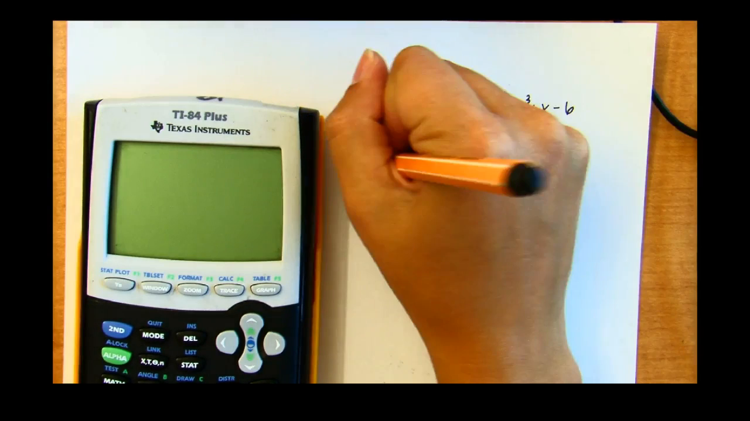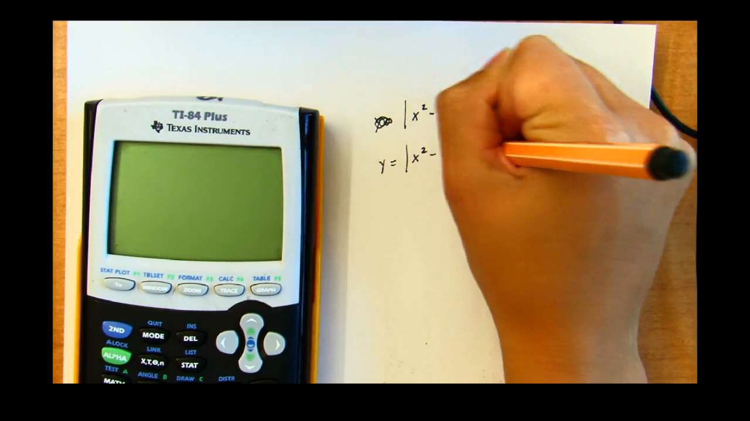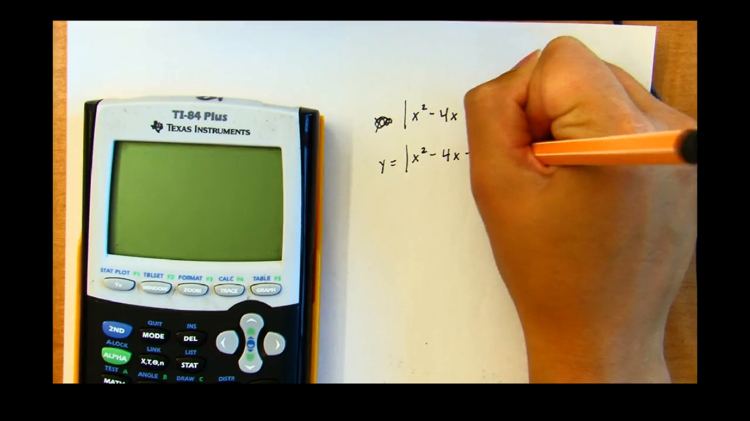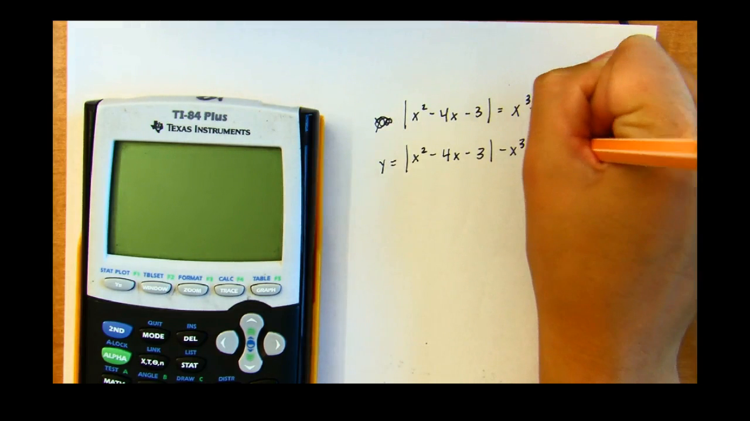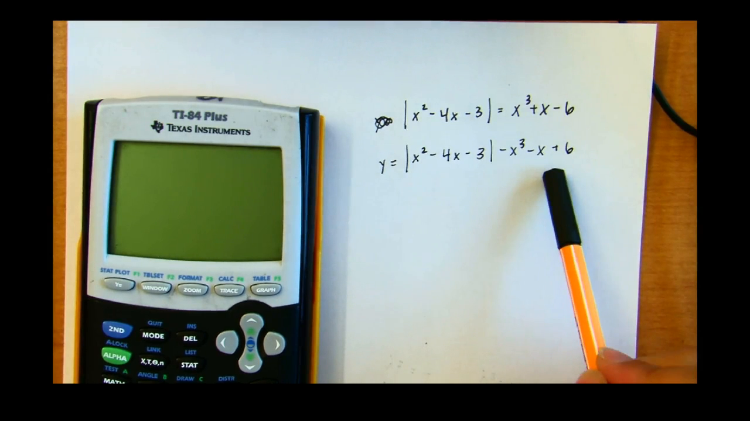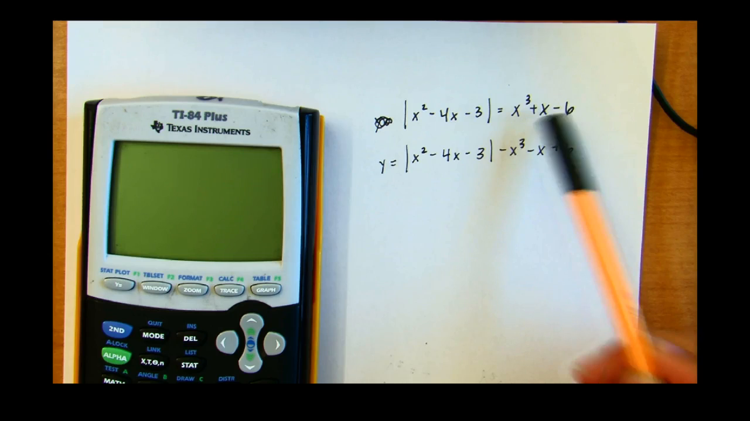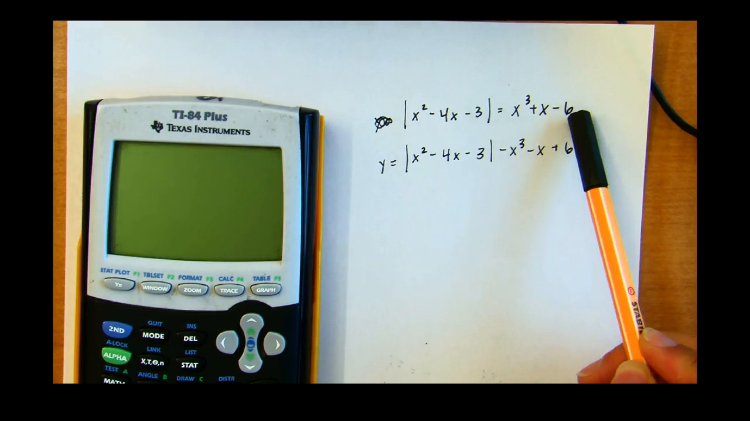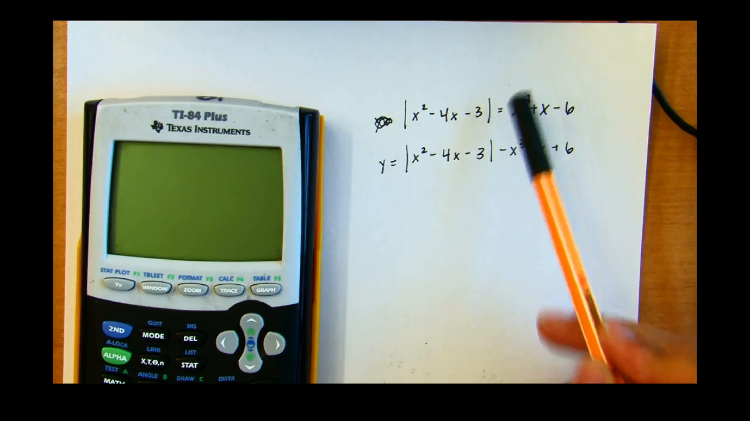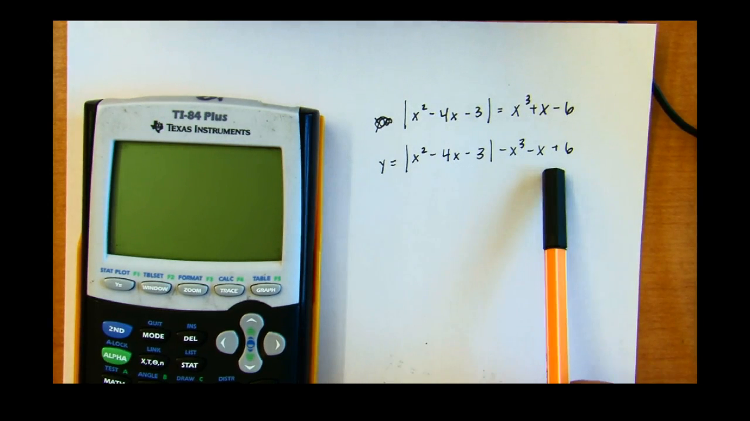to the equation y equals the absolute value of x squared minus 4x minus 3 minus x cubed minus x plus 6. So I don't know what this equation looks like, but if I can figure out where these two things are equal, so if I set this equal to 0 and move all of this over to the other side, if I can find where these two things are equal, I can find the solutions to this monster equation.